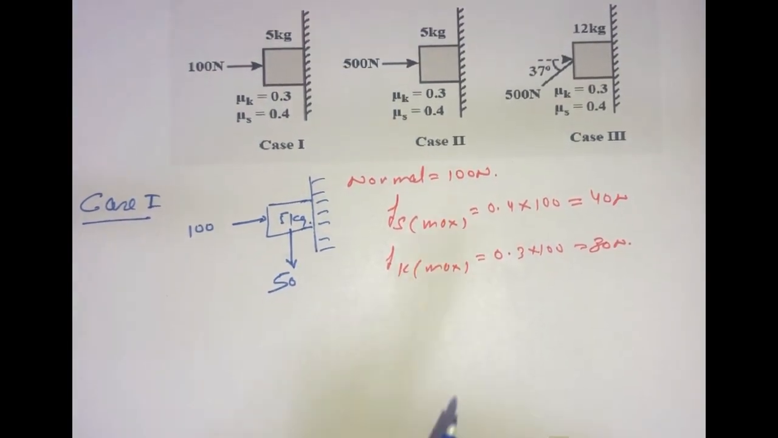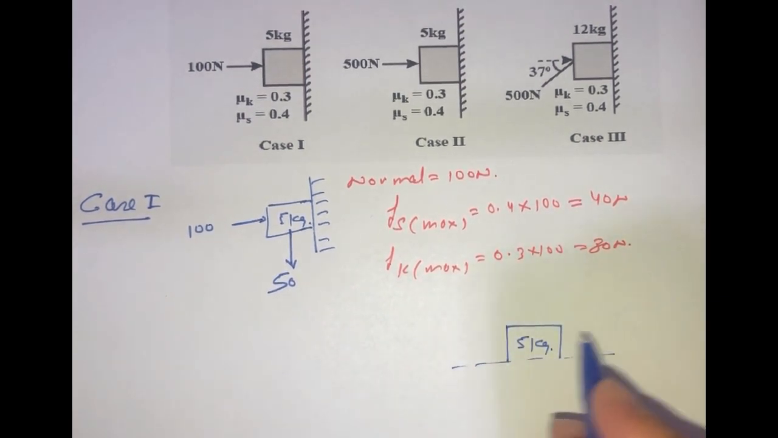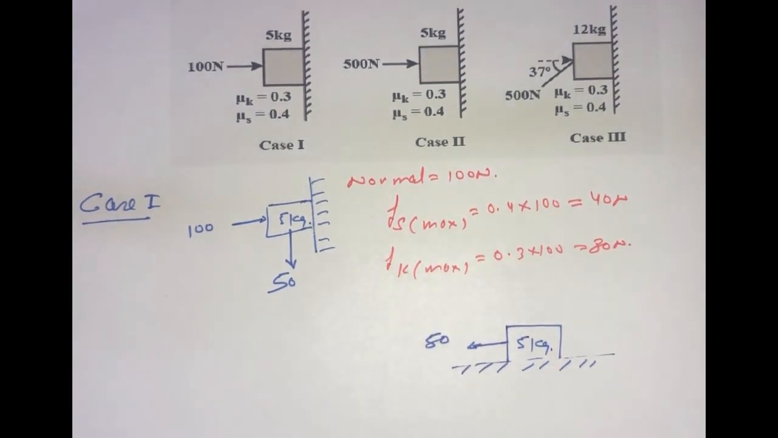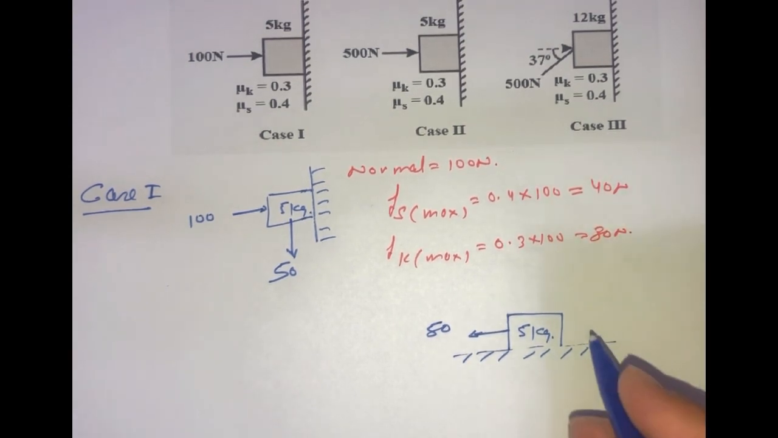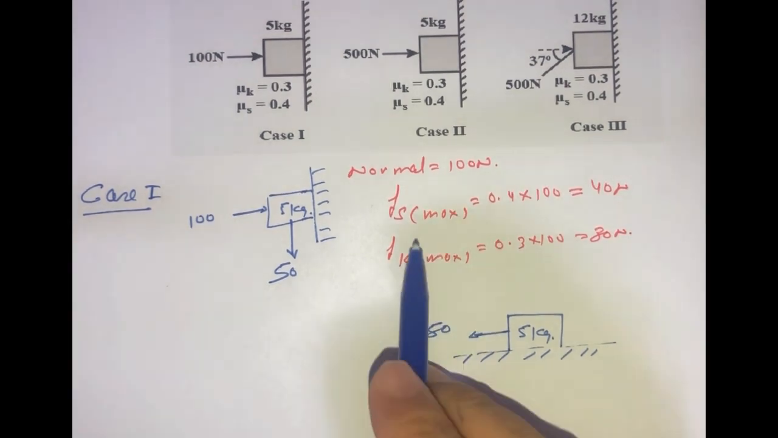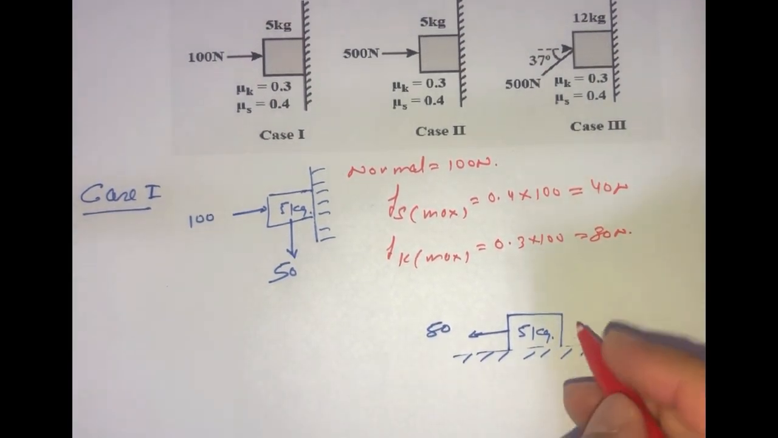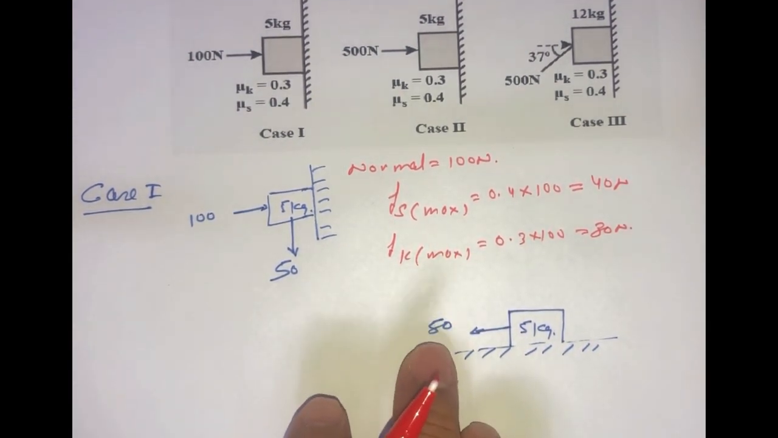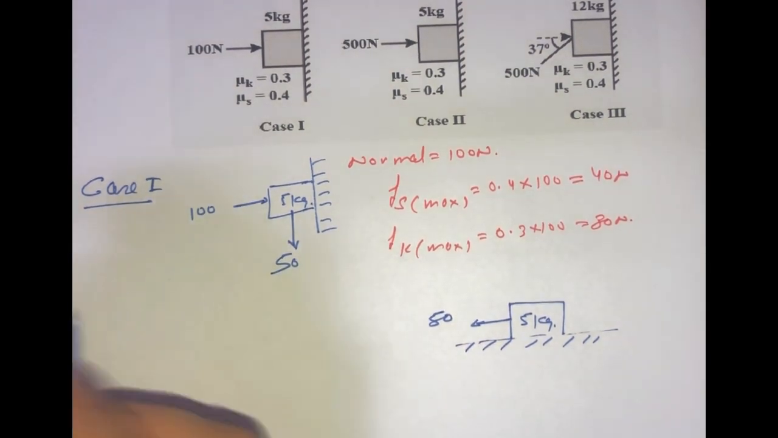So let us make it a horizontal one. We have this 5 kg block, and a force of 50 acting in this direction. So we have Fs max as 40 Newton, and for kinetic it is 30 Newton. We can clearly see that the applied force of 50 Newton, the driving force rather, will be nothing but mg.